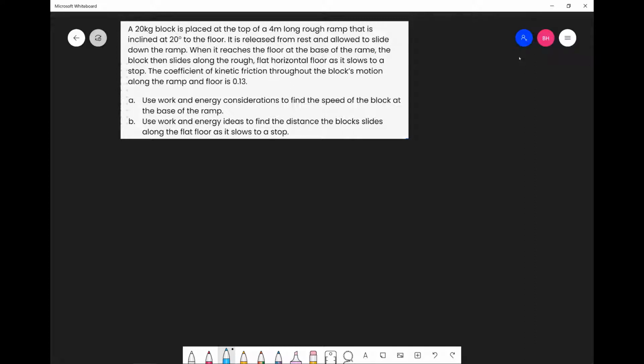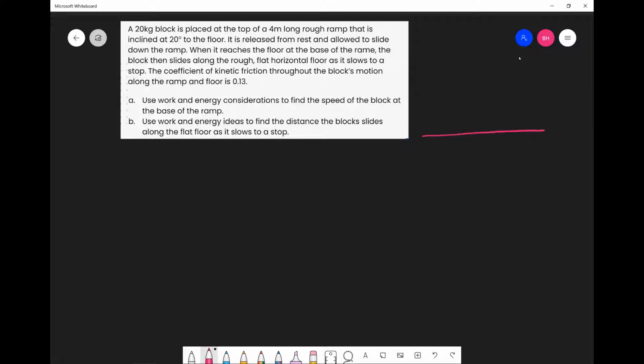When it reaches the floor at the base of the ramp, the block then slides along the rough, flat, horizontal surface as it slows to a stop. The coefficient of kinetic friction throughout the block's motion along the ramp and floor is 0.13. So we want to use work-energy considerations to find the speed of the block at the base of the ramp. Okay, so again, let's draw our scenario.